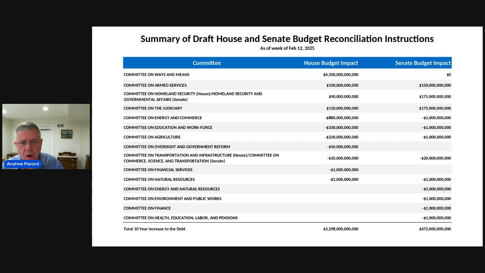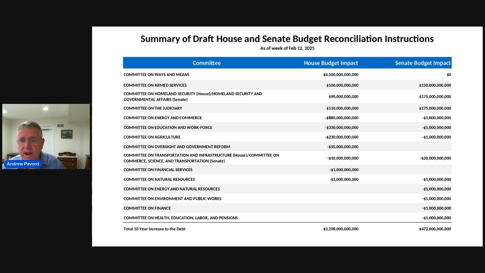But then we get to the offsets: energy and commerce, education and agriculture, and government oversight. And we're going to go through what those are in a few minutes. But the thing to note is that these offsets do not equal zero. It doesn't balance out. So the House reconciliation instructions as they exist now will increase the national debt over a 10-year period by $3.2 trillion. That's a lot of money.